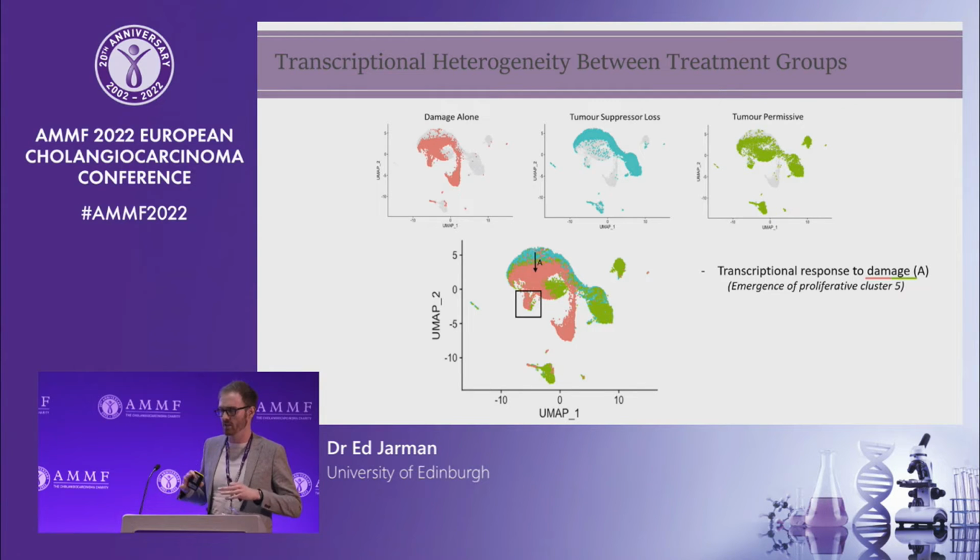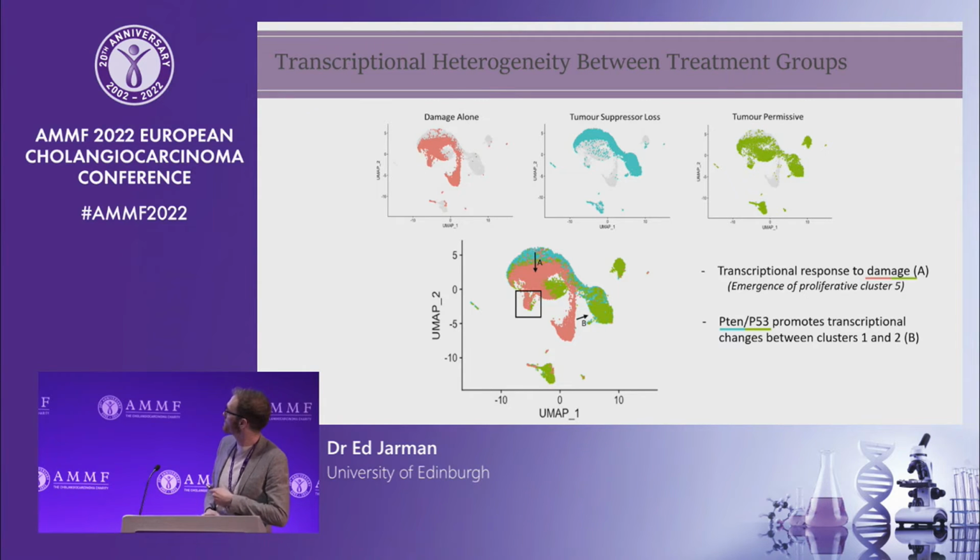I like to break this down into 3 processes that are interesting to look at. One is this transcriptional response to damage, where you see the top of the UMAP is lined in this tumor suppressor loss alone, so without damage, but in the 2 damage groups, you see a shift downwards. And the important thing here for this talk is that this includes the emergence of this proliferative cluster. So this is a cluster that occurs in response to damage, which isn't too surprising.